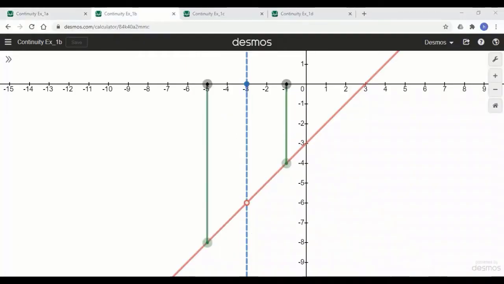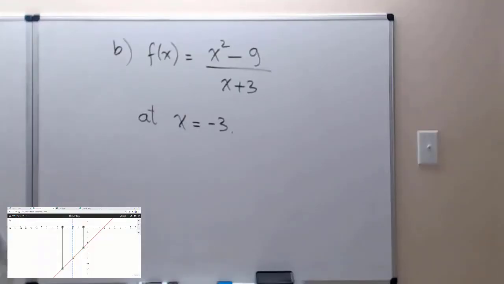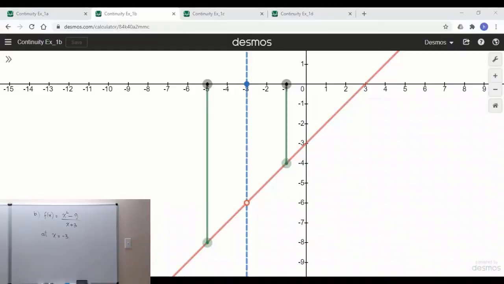All right, what a surprise to see the graph of our function like this, even though it involves some square in there. But yes, in the end, it did turn out to be just a linear line. But remind yourself that we cannot substitute x equals -3 into the function, because it will have a 0 value in the denominator.